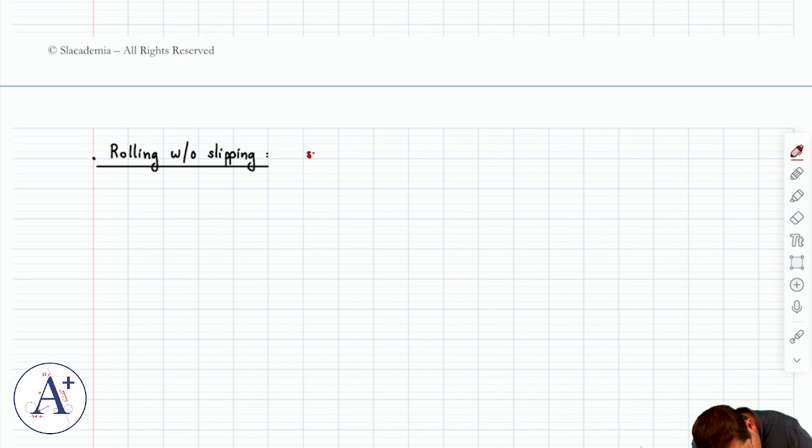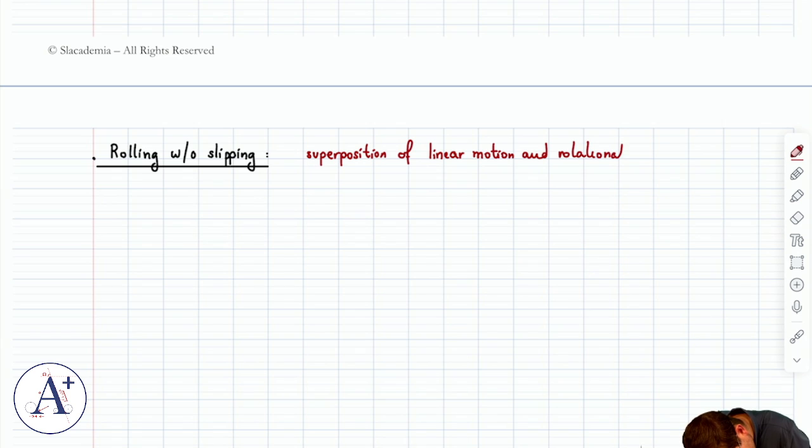All right. And this is the superposition of linear motion and rotational motion for which the contact point never slips. Well, this is going to make more sense in a second.